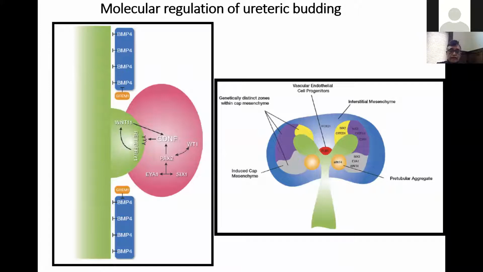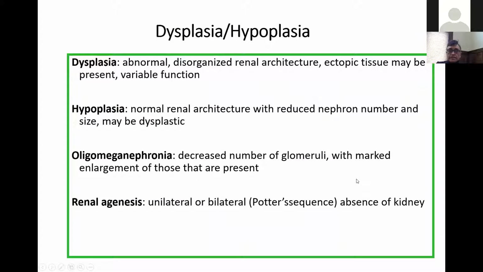If you look into EYA1, if you look into the RET, each of these chemokine factors, if you inhibit these gene factors, they have a tendency of producing some kind of phenotype. And if you look into the ureteric bud, this is my favorite slide, how the genetically distinct zones have been defined within the cap mesenchyma, including the interstitial mesenchyma, and how these tubular aggregates go on. Now, this is very important when you look into the bench side.